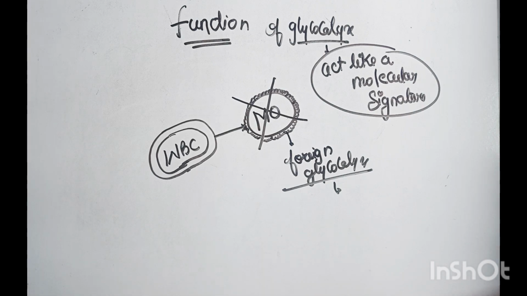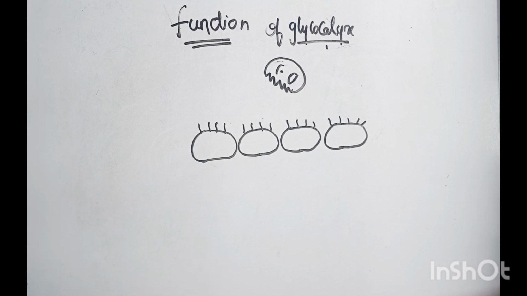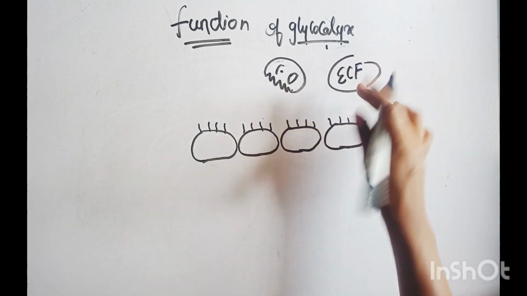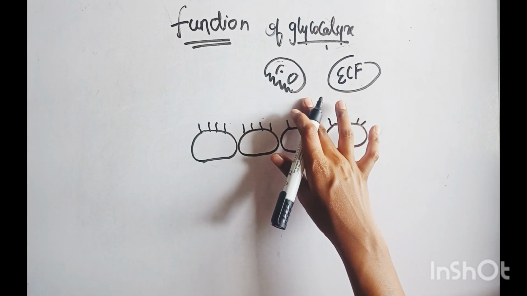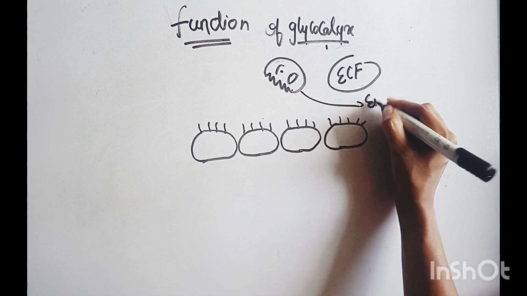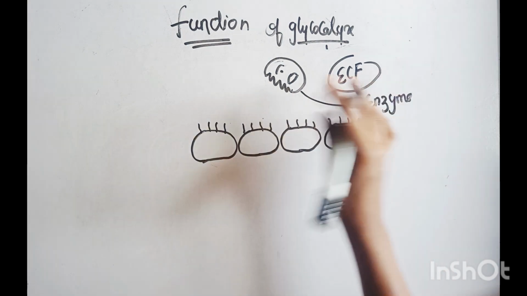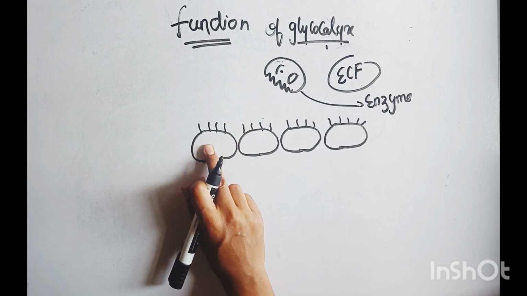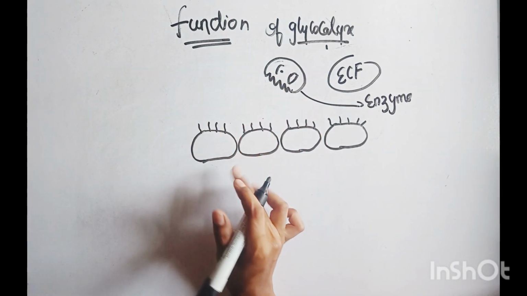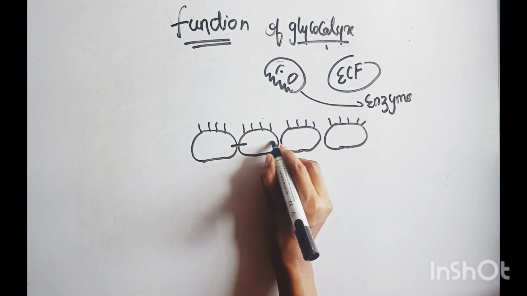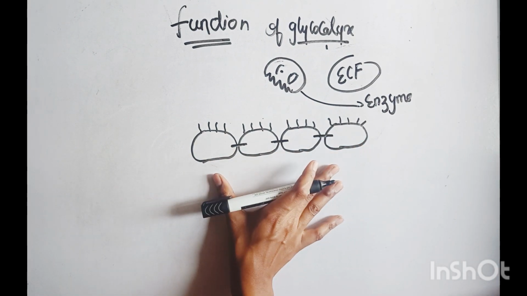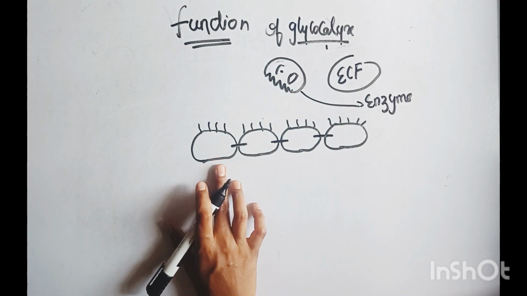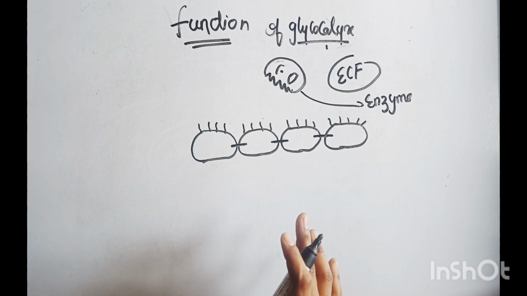Another function of the glycocalyx: the extracellular fluid contains many enzymes, and these enzymes can digest cells. In that situation, the glycocalyx adheres, or sticks, one cell to another in some tissues, so the enzyme does not digest the cell. That is this function of the glycocalyx.